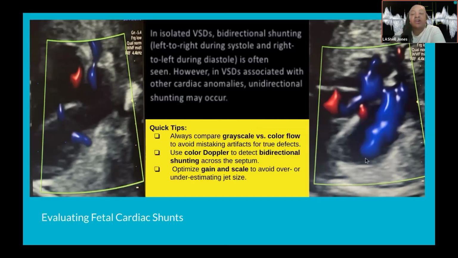Always compare grayscale versus your color flow. Always compare, and then you want to show your VSDs in 2 planes, apical, basal, or so forth. You have to confirm it in 2 planes, usually, in both grayscale and color, okay?